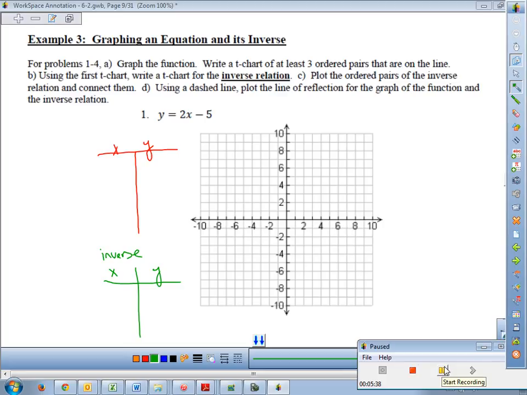Graphing equations and its inverse. So for these problems, let's graph the function, make a t-chart of at least 3 ordered pairs. Using the first t-chart, write a t-chart for the inverse, plot the ordered pairs of the inverse, and connect them. Use the dashed line, plot the line of reflection. One thing at a time. First, they want us to make a t-chart for this.